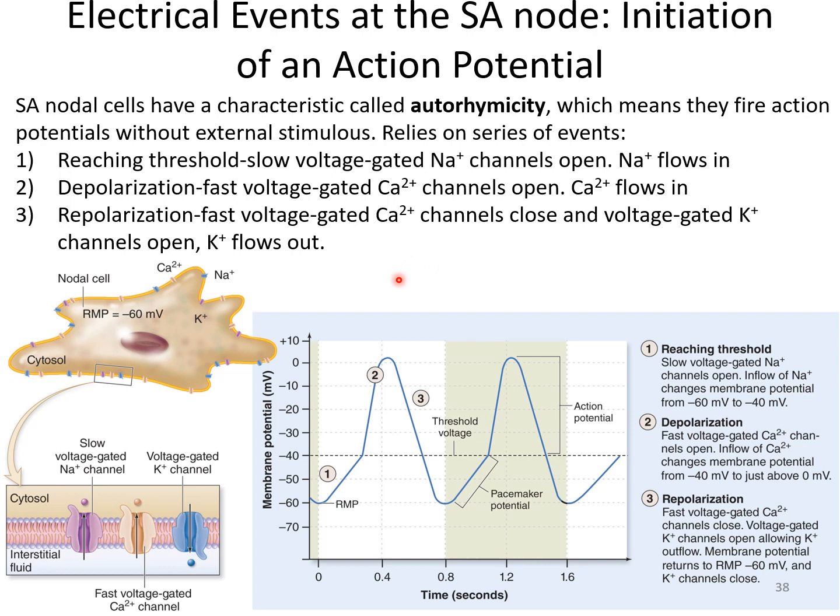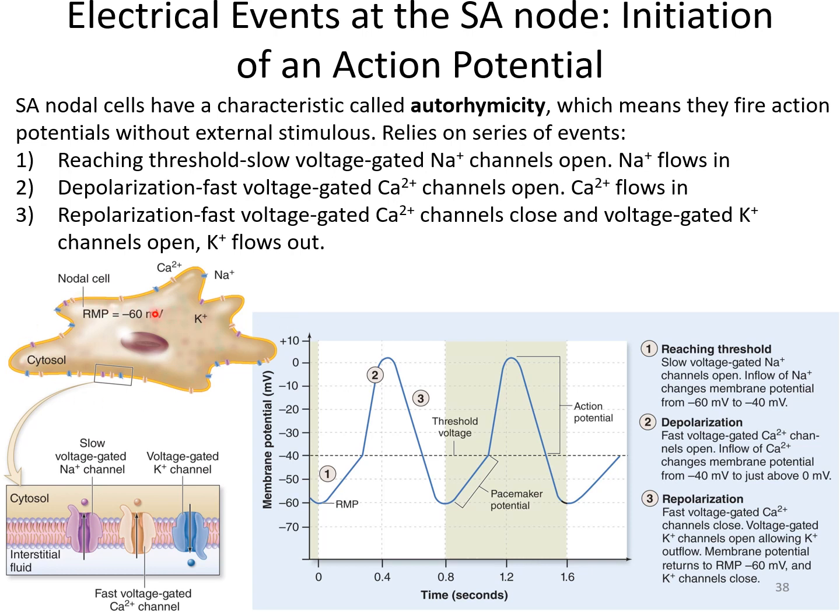So for the electrical events that are happening in your SA node, your SA nodal cells have something that's called autorhythmicity. So this is a unique characteristic. It means that they fire action potentials without an external stimulus. If you look at our neurons, they only fire an action potential when something stimulates them to do so. But that's not the case in our nodal cells. The nodal cells have that autorhythmicity, so they can fire off action potentials without an additional external stimulus. When they do fire an action potential, it relies on the following series of events.